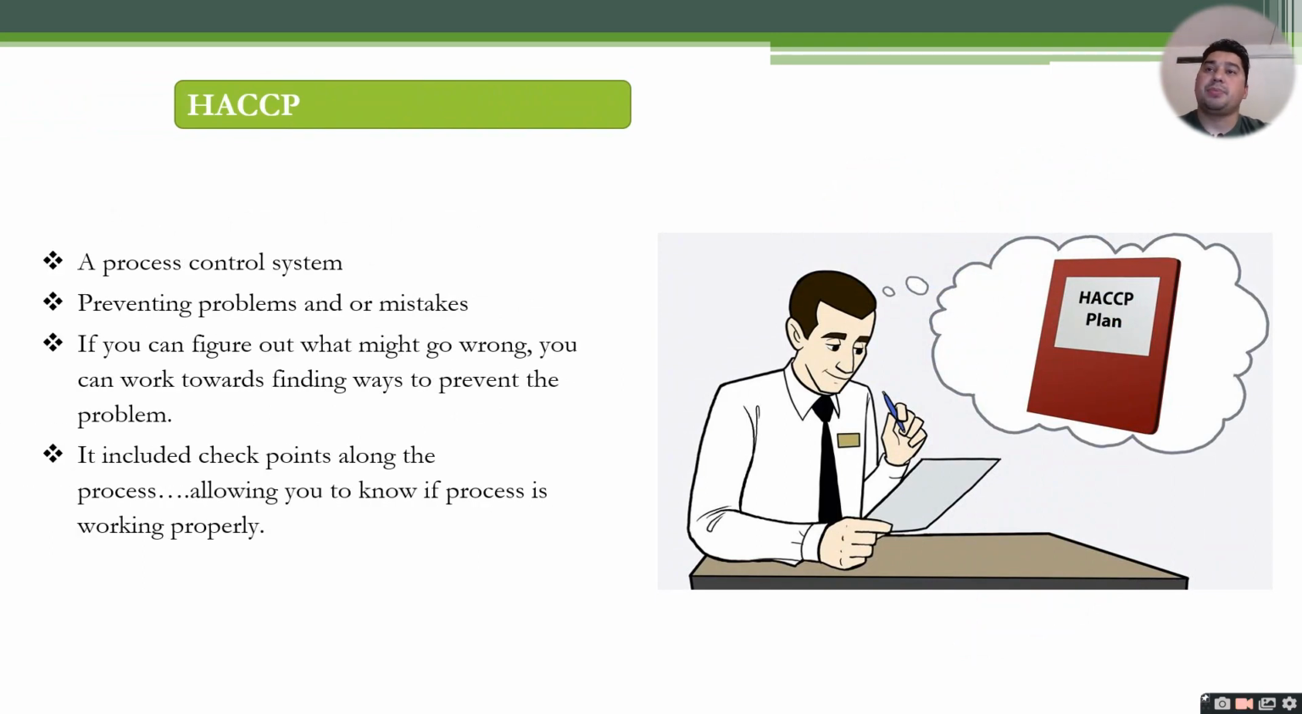After that, HACCP, a process control system preventing problems or mistakes. If you can figure out what might go wrong, you can work towards finding ways to prevent the problems. It includes checkpoints along the process, allowing you to know if the process is working properly. So through HACCP, you can check whether your HACCP system is working properly or not, whether it is going to control the hazard or eliminate the hazards to an acceptable level or not.